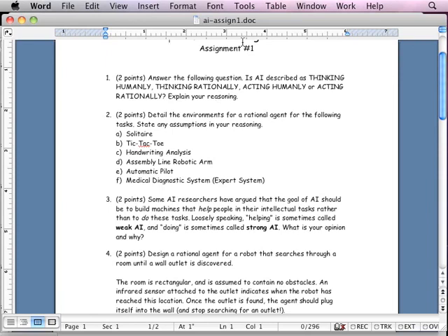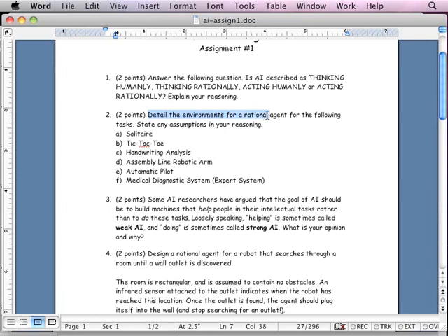It is on the differences between thinking rationally, acting rationally, the Turing test, issues with what is artificial intelligence. Hopefully you can see that up there. And this one does not require a lot of writing. It is a couple of sentences for each one of the questions. And as an example here, answer the following question. Is AI described as thinking humanly, thinking rationally? And this is basically coming out of the first 2 lectures of the course.